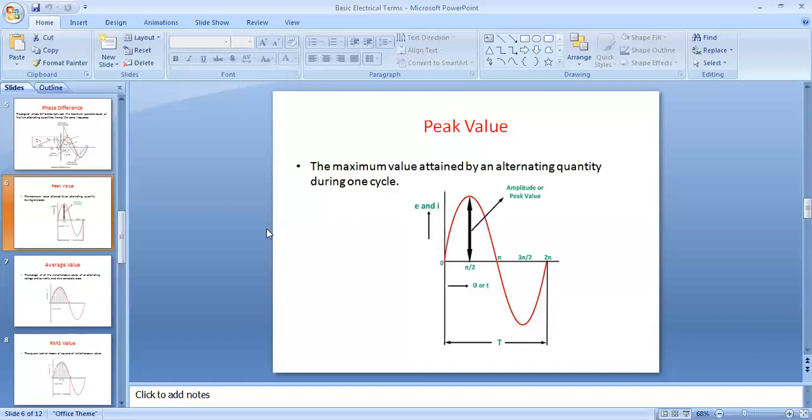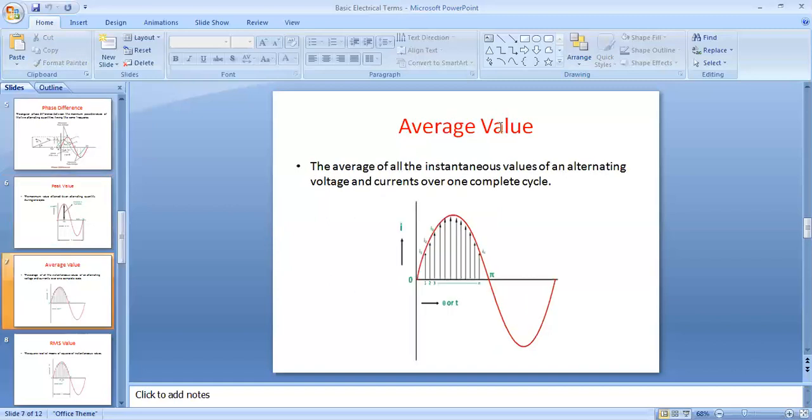So next is average value. So what is average value?